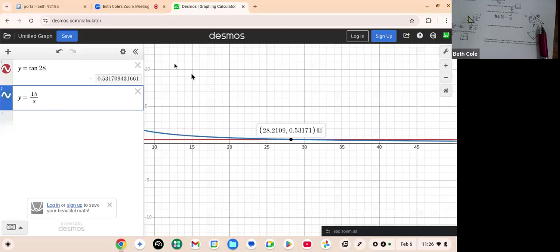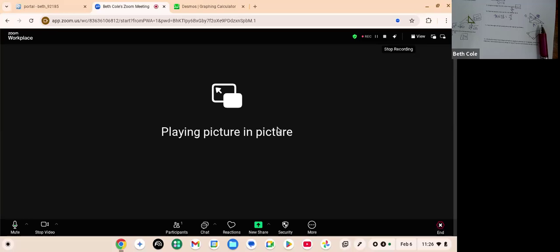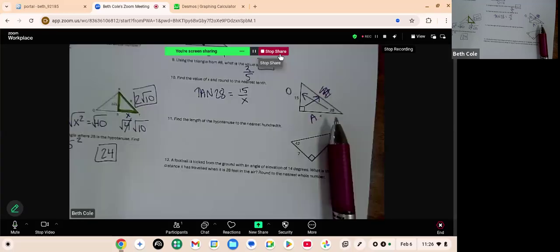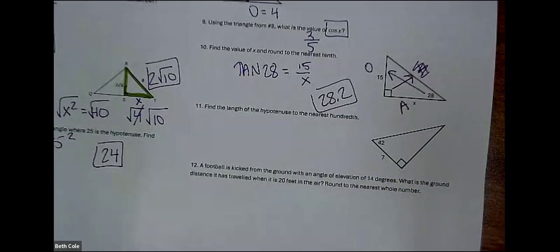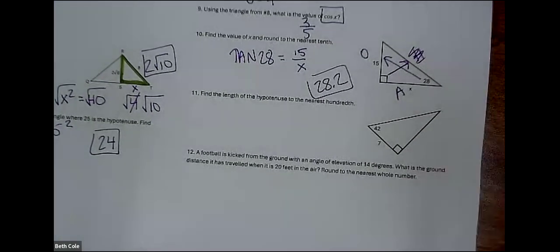Tenths? Yeah, 28.2. Again, you will not be able to mess up the rounding on the test because it's going to be multiple choice. And it's not like you're going to have one choice that's 28.2 and one that's 28.3. Like, it's not going to be that close. You'll be able to pick the right one, I promise.